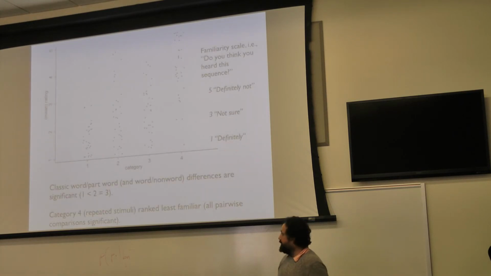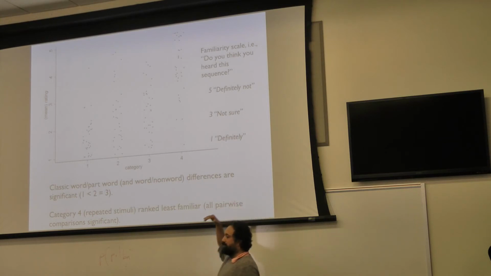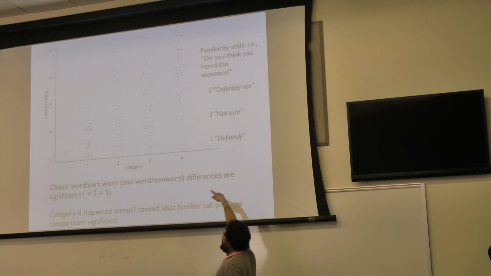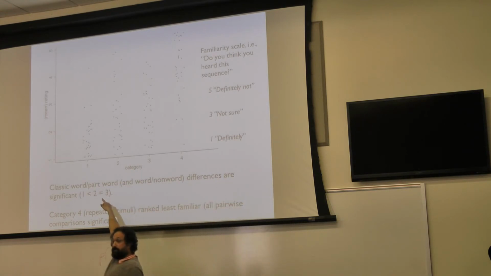All right, and we ask people to rate the stimuli on how familiar they are. We just say, do you think you heard the sequence? 5 is definitely not, so I'm sorry, I'm going to talk about high familiarity things as being lower on the y-axis. I really ought to fix that. But so these ones, it's like the NIH scoring system, for those of you who know it, right? So these ones down here are really good, right? So these are things that people say that they definitely heard, right?